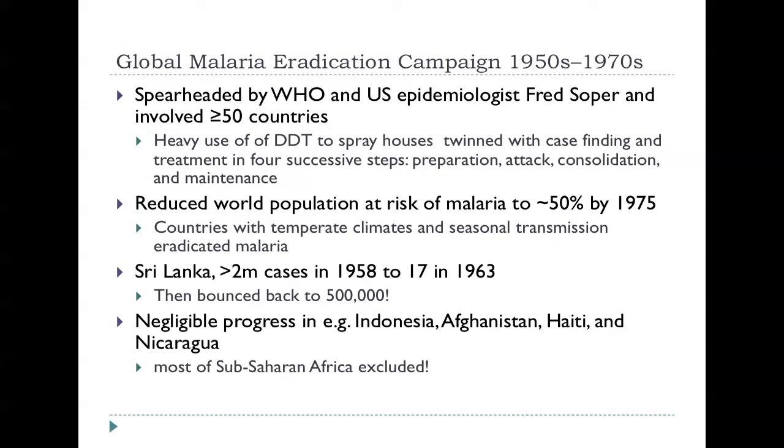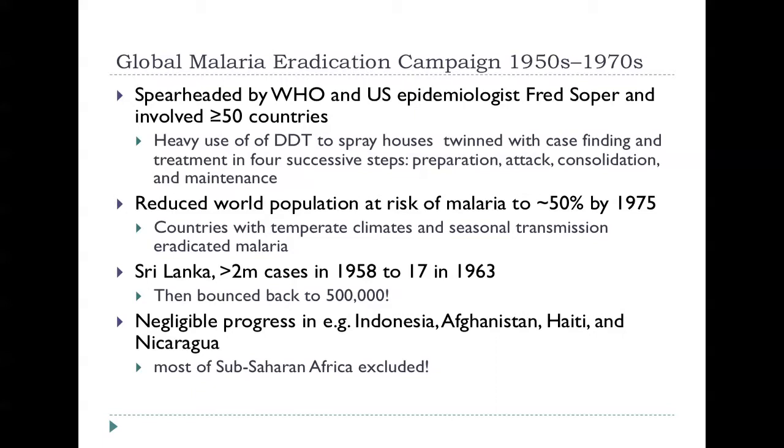So this led to a call for a global malaria eradication campaign, which ran from the 1950s through to the 1970s. And the hero of this was a guy called Fred Soper. He was an American epidemiologist who worked for the WHO. And this campaign made very heavy use of DDT to spray houses, plus case finding, actually trying to find cases and treating people. And they had this kind of campaign of attack where there's preparation, attack, consolidation and maintenance in terms of their way of trying to get malaria under control.